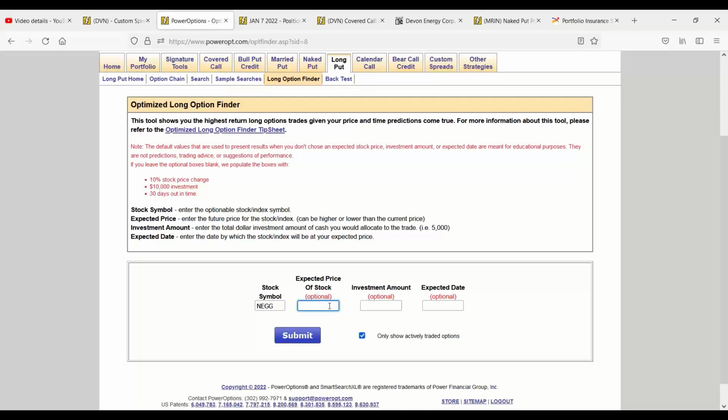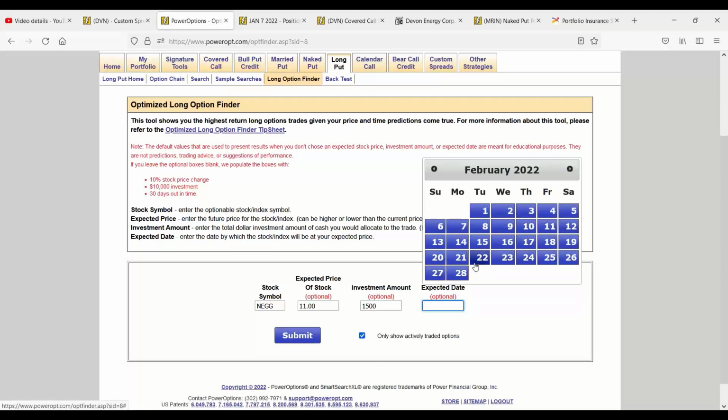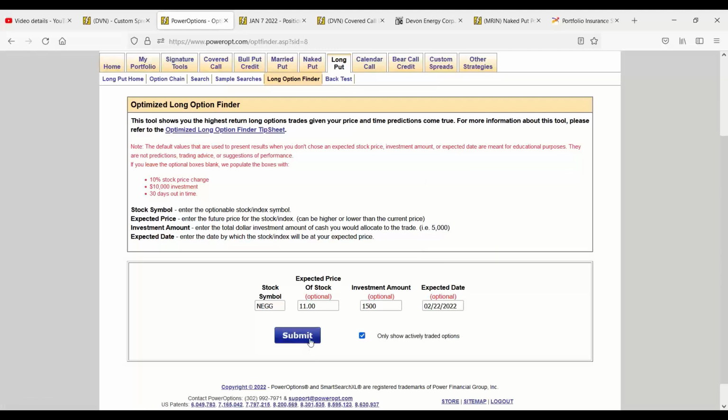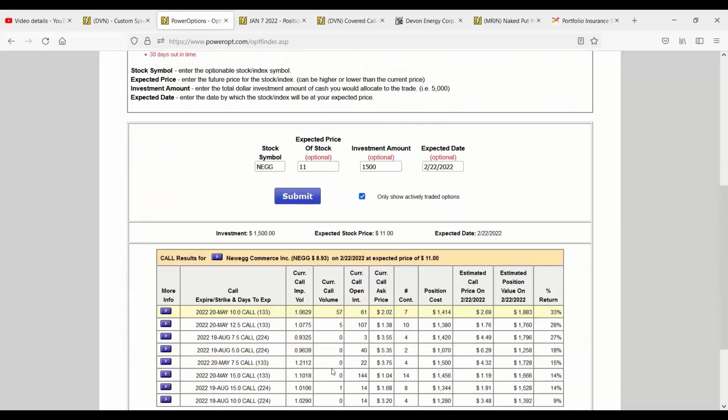Let's say I expect it to move up close to 20%, up to 11, and I was going to put $1,500 into options, and I expected to do this towards the end of February. Let's do the 22nd. I don't think there's any weeklies after that. I could be wrong.